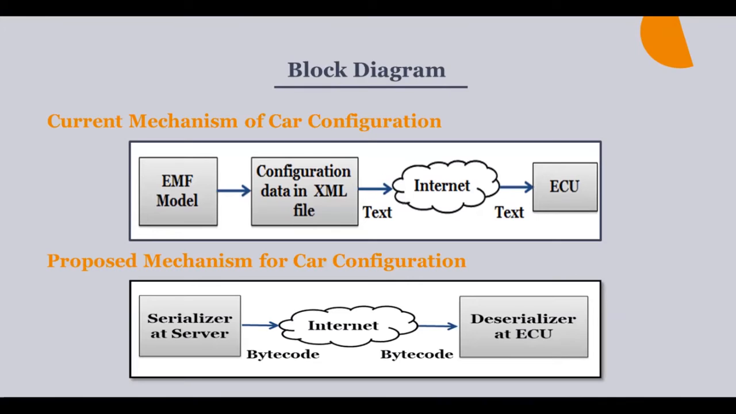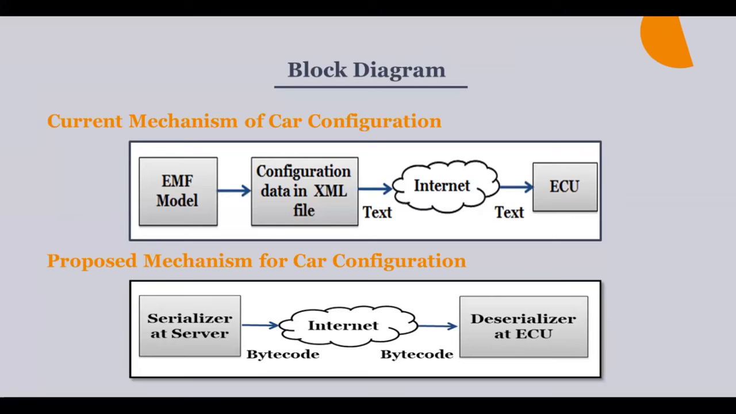So currently there is an EMF model, which is the Eclipse Modeling Framework model, where the data is modeled in the form of a UML diagram, from where we are generating these XML files for configuration. The mentioned scenario files are generated from this EMF model. Now these were used to directly send to ECUs in textual form.